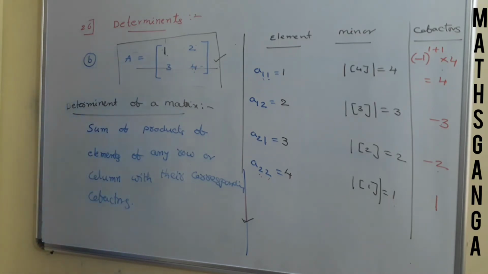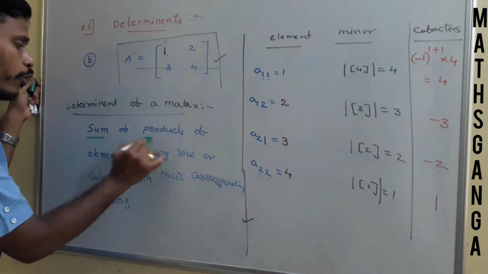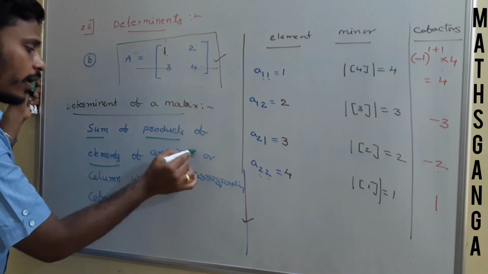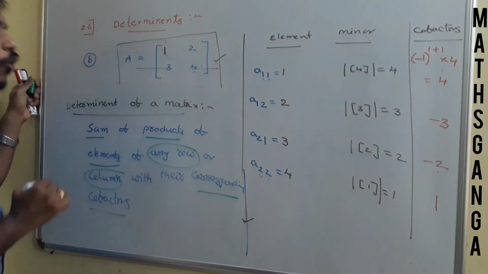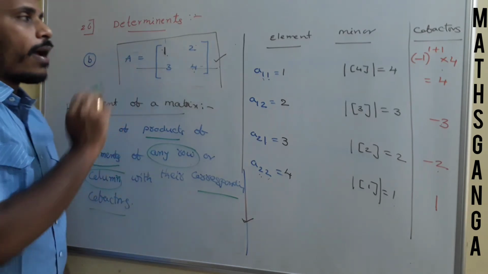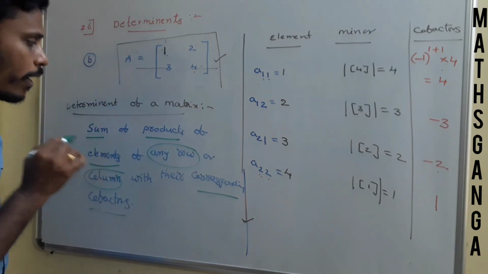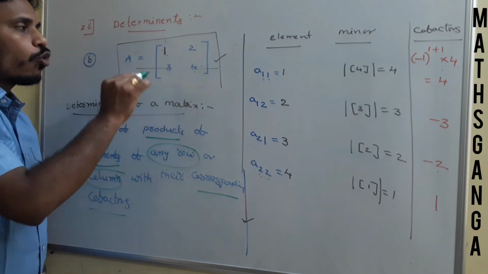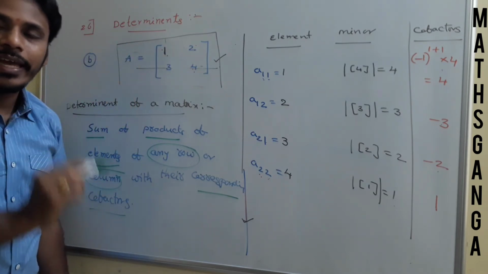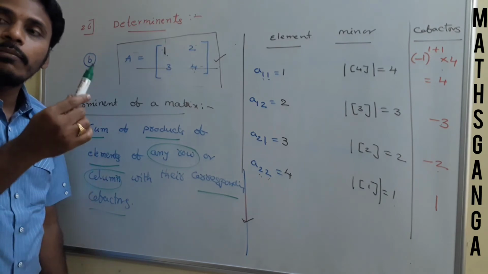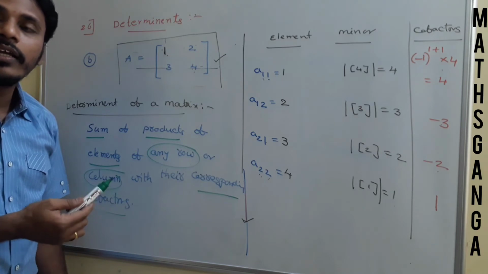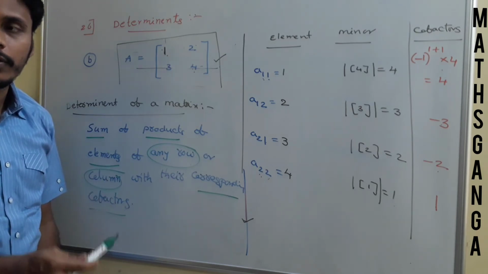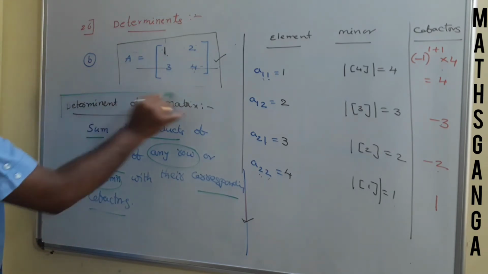Just observe it. That's the basic definition of the determinant. Once again I will tell you: sum of products of elements of any row or column with their corresponding cofactors. Here, suppose our matrix is 2 by 2. For this 2 by 2 matrix, there are 2 rows and 2 columns. You just take any row or any column and multiply those elements with their corresponding cofactors, add those results, and it gives us the determinant of that matrix. That is mentioned as the determinant of that matrix.